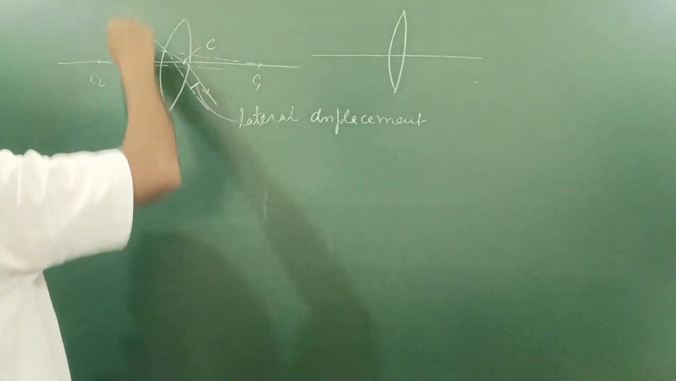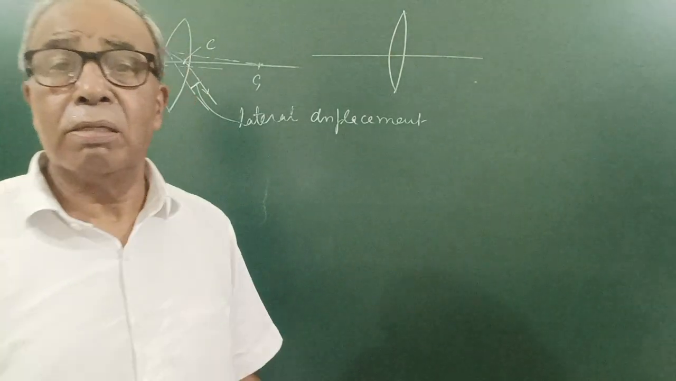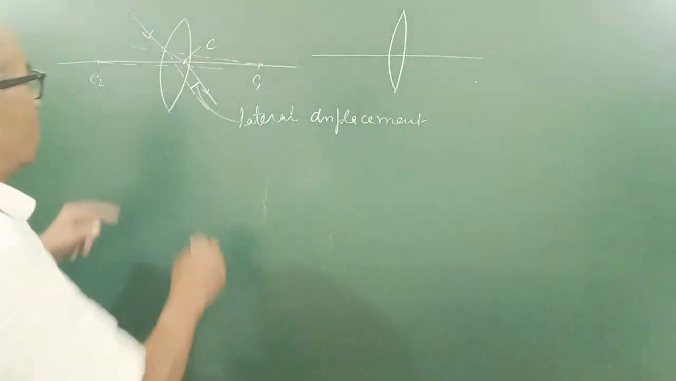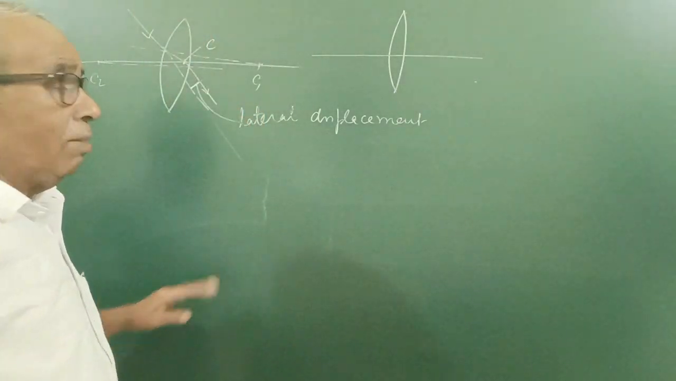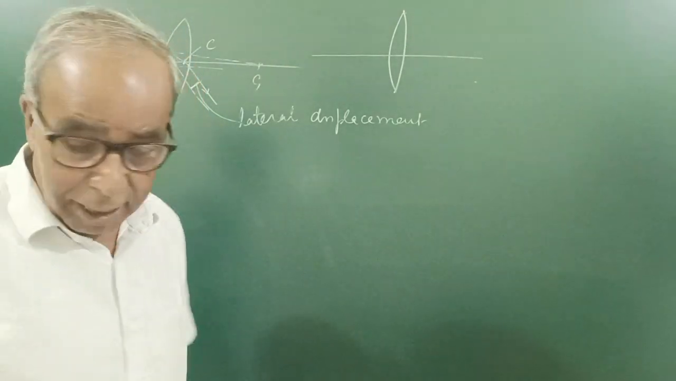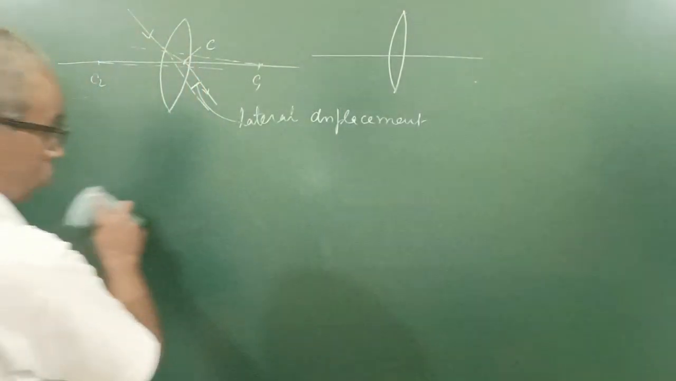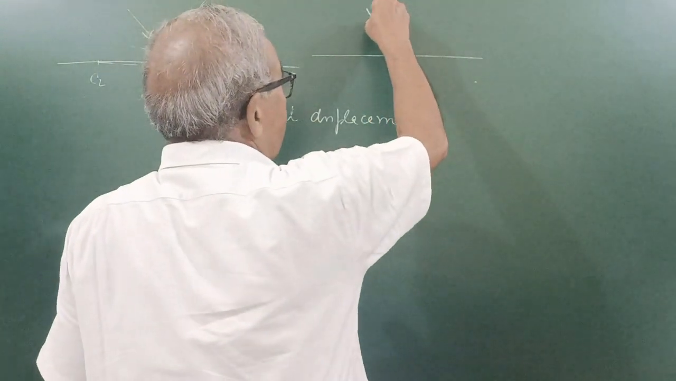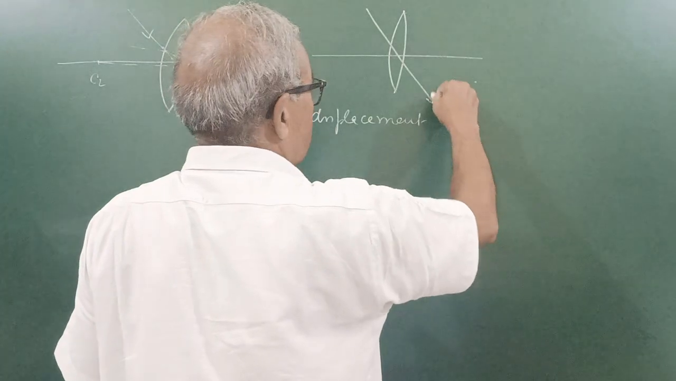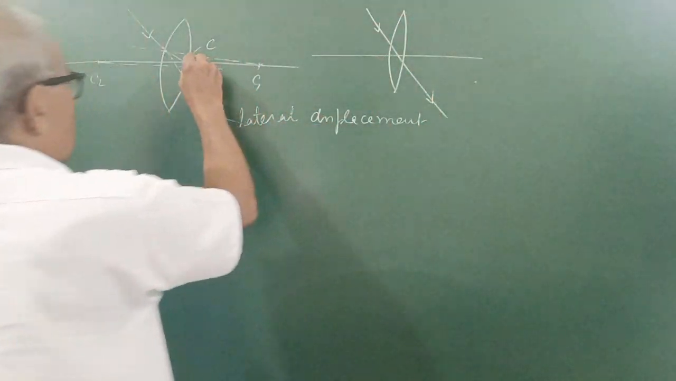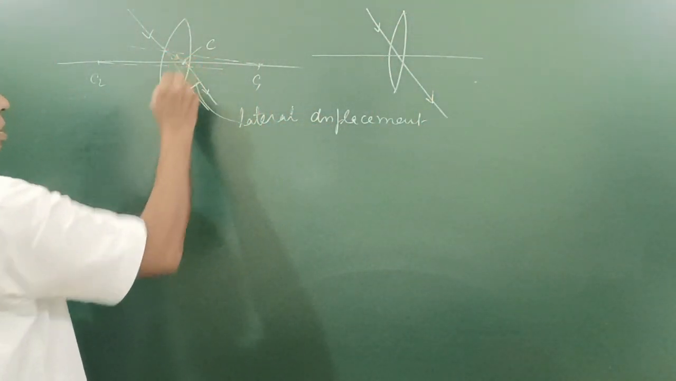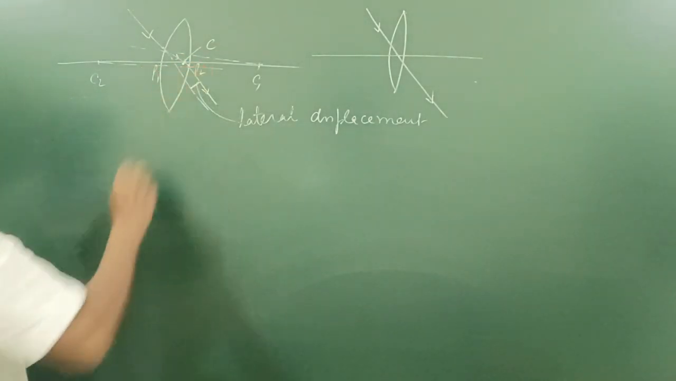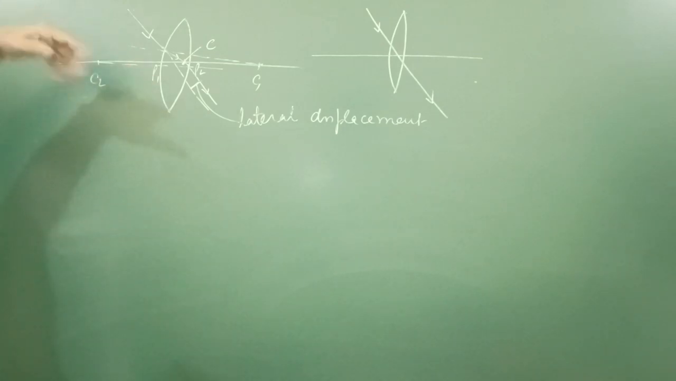But actually, what is deviation? The change in the direction of path is deviation. The direction is the same, the angle between incident ray and emergent ray is 0, so no deviation. But if the lens is thin, it may pass in the direction like this. So here you are noticing that it is a little away from pole P1 and closer to pole P2. This position depends upon the radius of curvature.